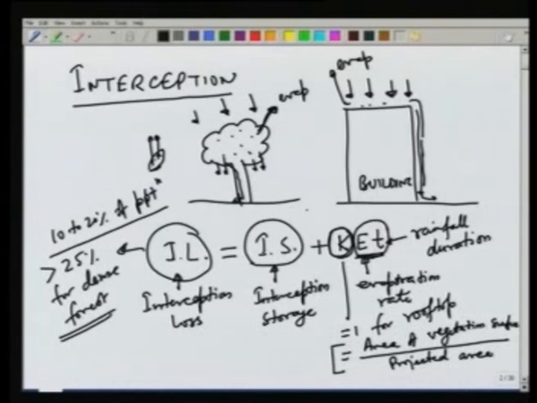The interception storage is generally around 0.25 to 1.25 millimeter, and this represents how much depth of water can be stored without it flowing off from the tree or from the rooftop into the drains.